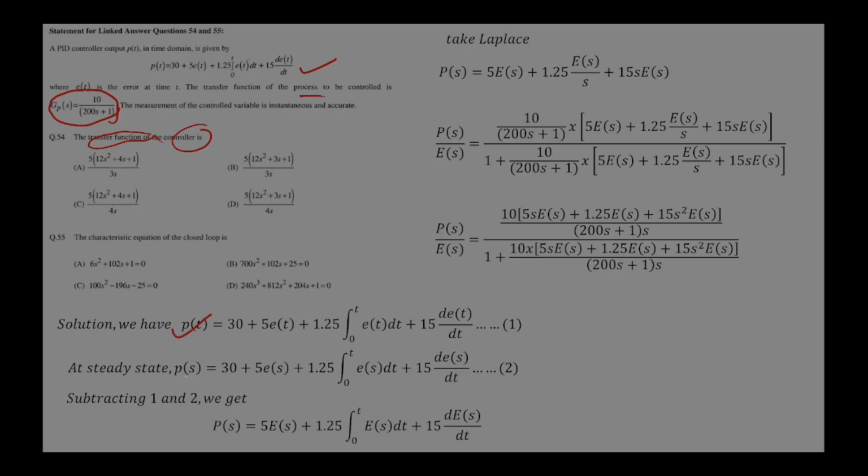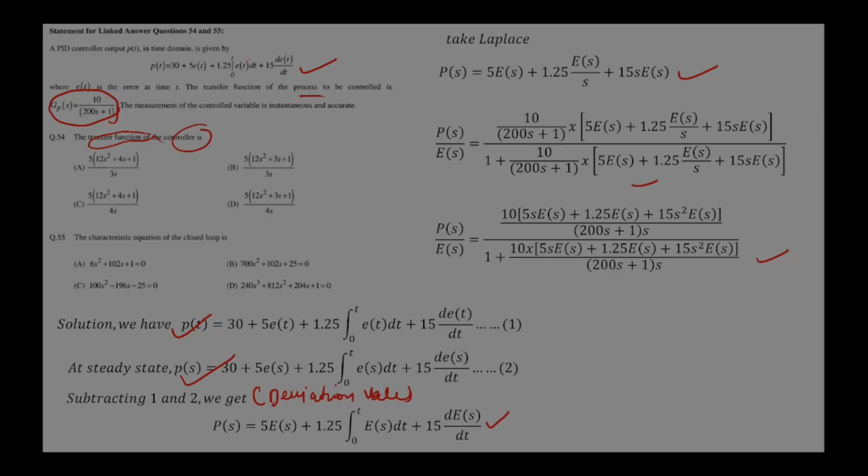At steady state, it becomes PS. Now, by subtracting 1 and 2, why? Deviation variable. In terms of deviation variables, we have to subtract. So this equation will come. Taking Laplace, this will change like this. So PS upon ES, just take ES here and PS and this. Okay. Now solve this equation. This is a little bit bigger equation.